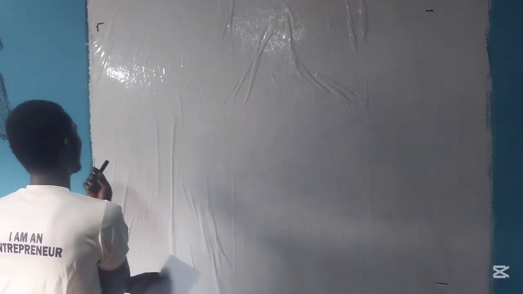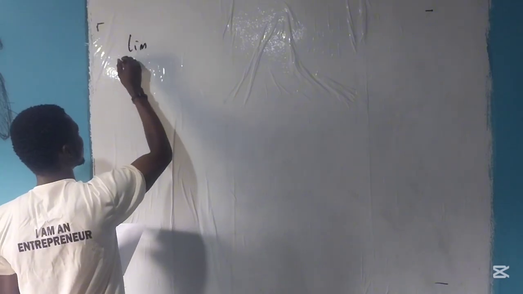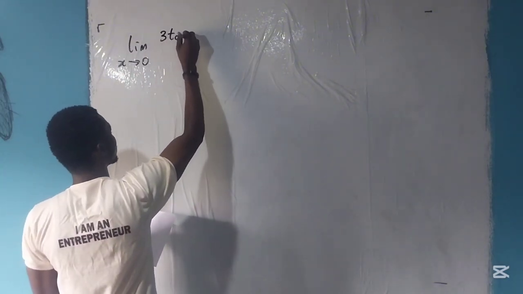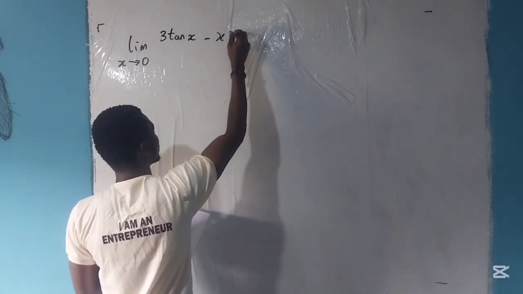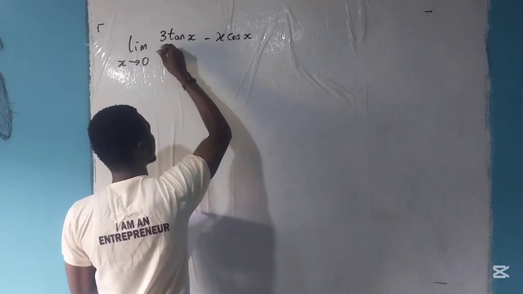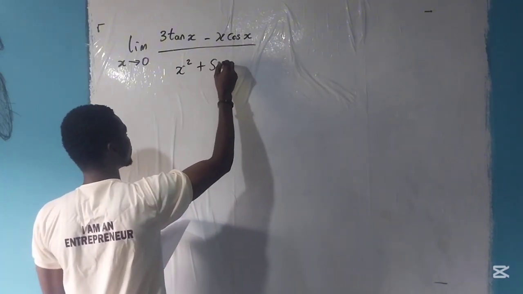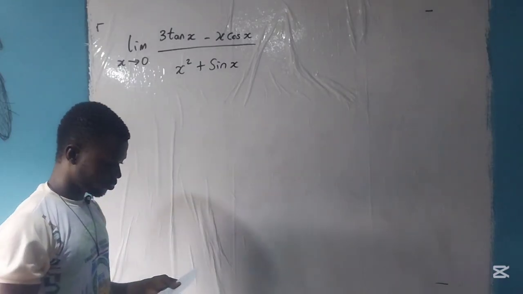So, the next one we are doing now is the limit as x tends to 0 of (3 tan x minus x cos x) all over (x squared plus sin x). Now we have this as a question.